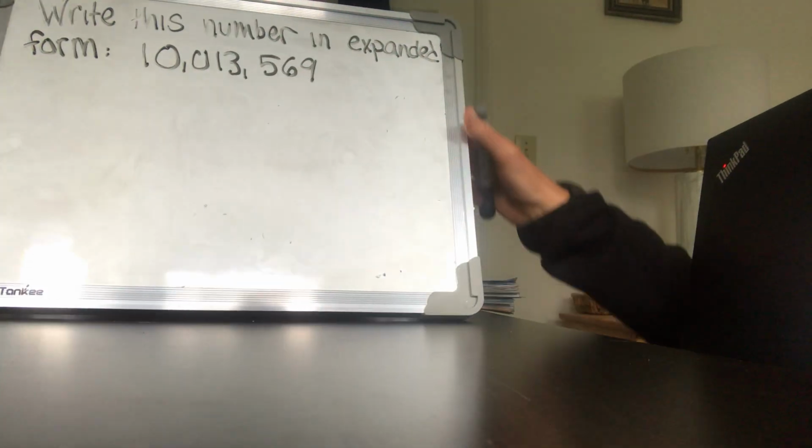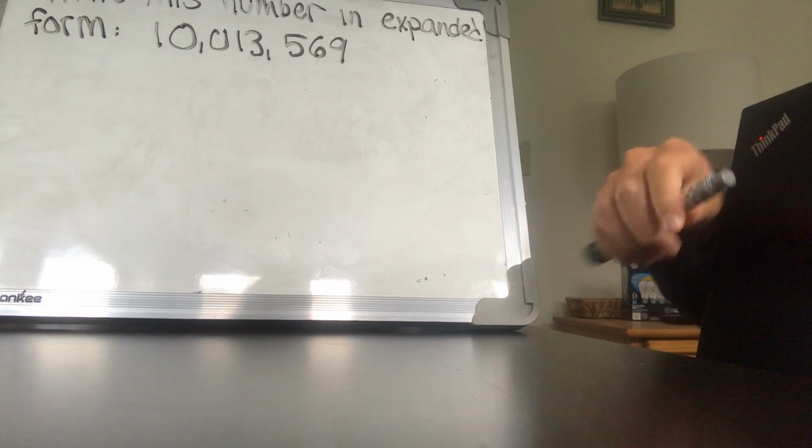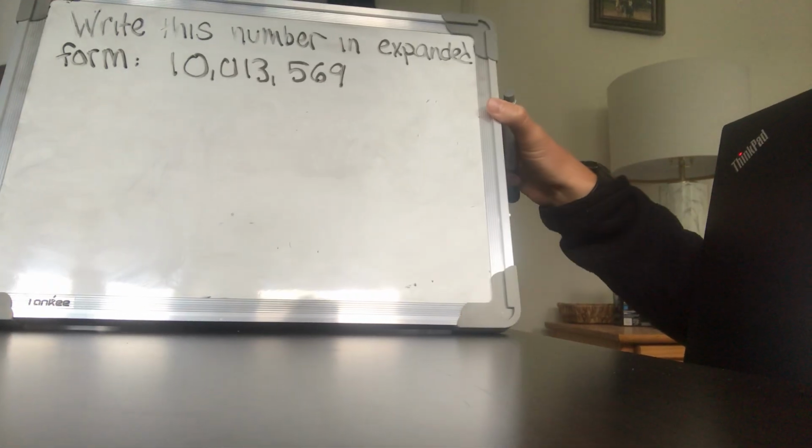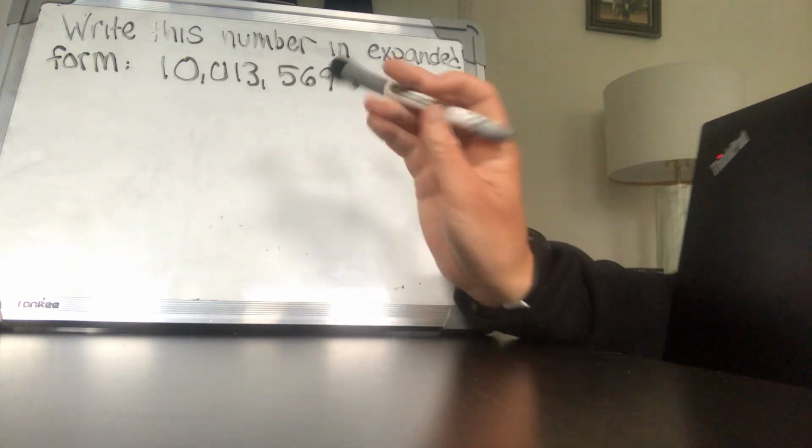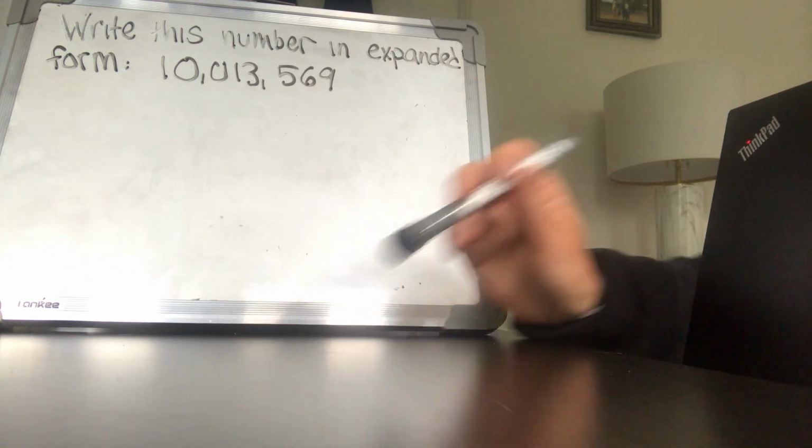So get a paper and a pencil and we'll begin. Your first job is to write this number in expanded form, and I'll back it up so you can see. So you can start writing that. I'll give you about a minute and a half to write that number in expanded form.